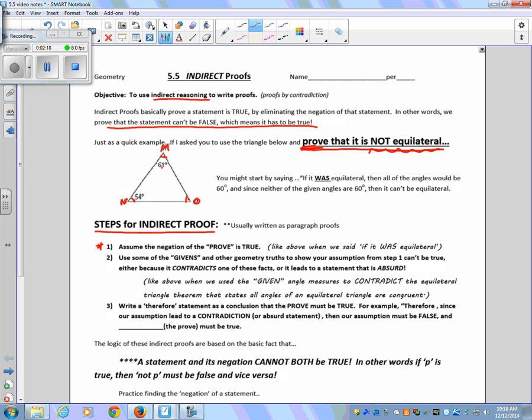Above, we were proving that it was not equilateral. You will find that a lot of these proofs, the prove statement is often prove that it is not something. When you're proving that it's not something, that's a good time to use indirect proofs. So we're trying to prove that it's not equilateral. So step 1 says assume that the negation of the proof is true. So we assumed then that it was equilateral, the opposite of what we were trying to prove. That's what we assume first.